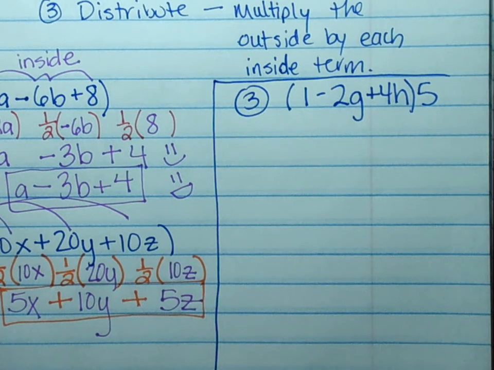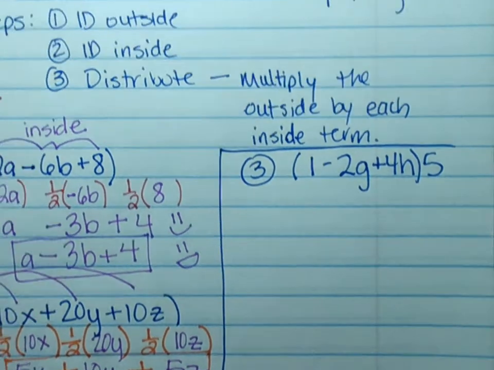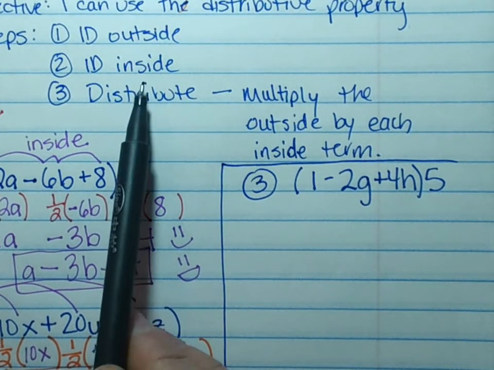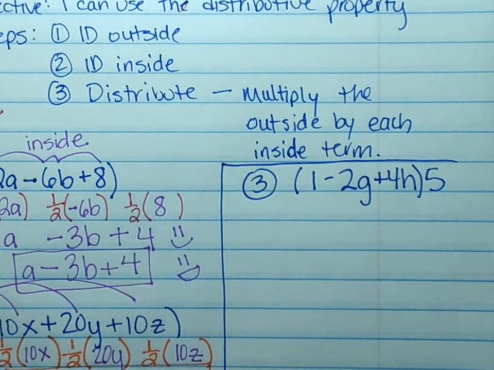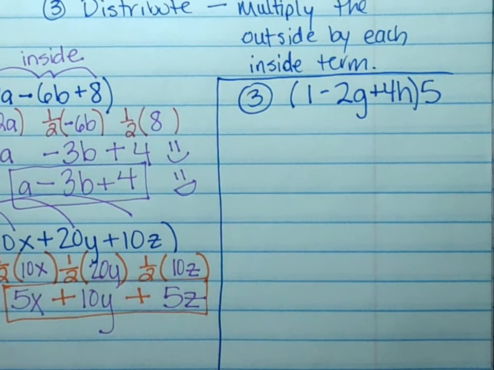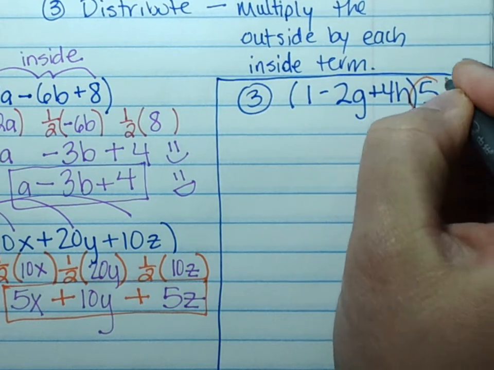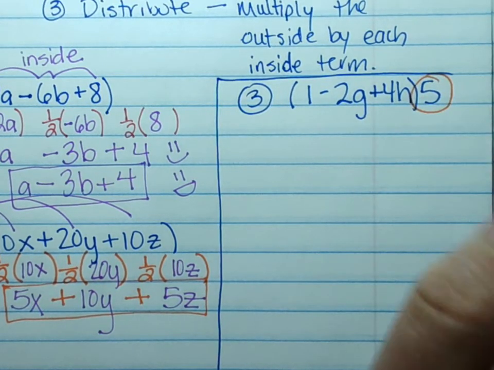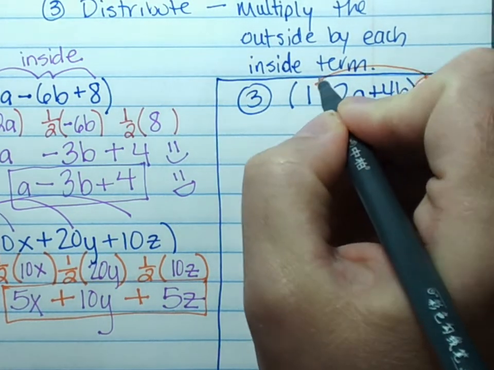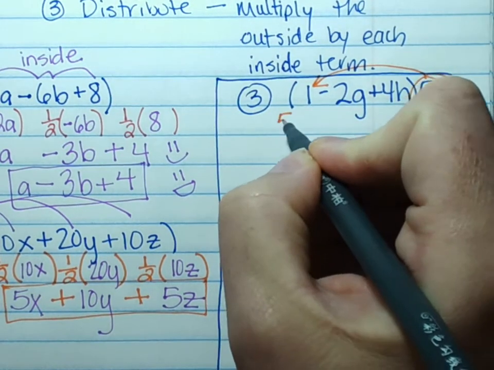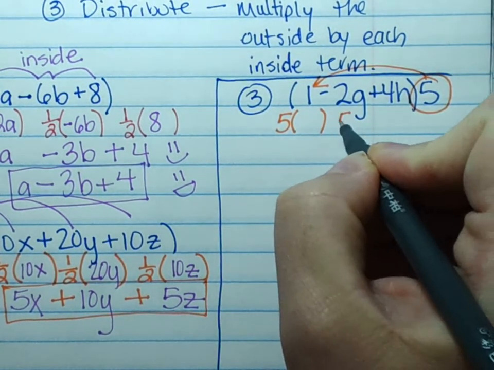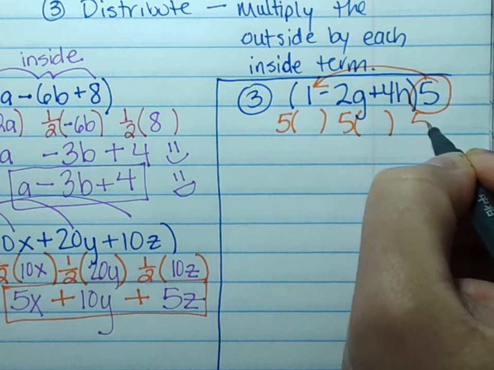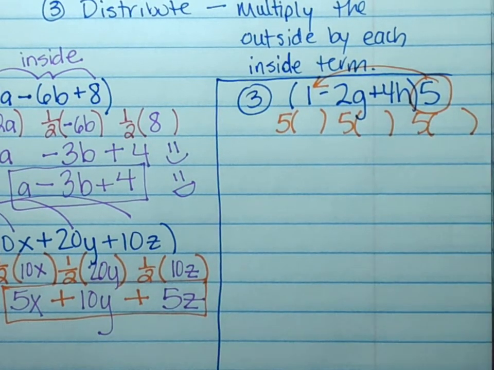Okay, our third example looks a little different, but it's not. It's the same steps. We need to identify the outside and the inside, then distribute. So what number is on the outside? Awesome. It is this 5 over here. It is outside of the parentheses. So we are going to distribute it this direction. So we have the 5 times that term, 5 times the next term, 5 times the last term.